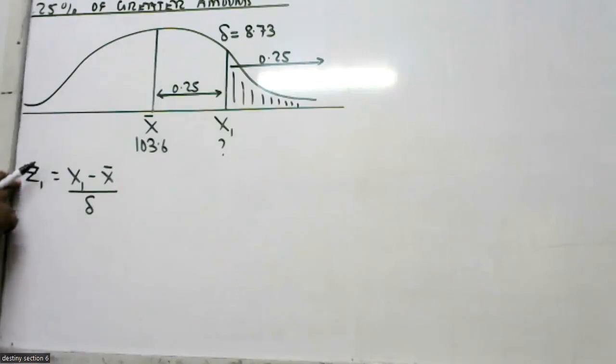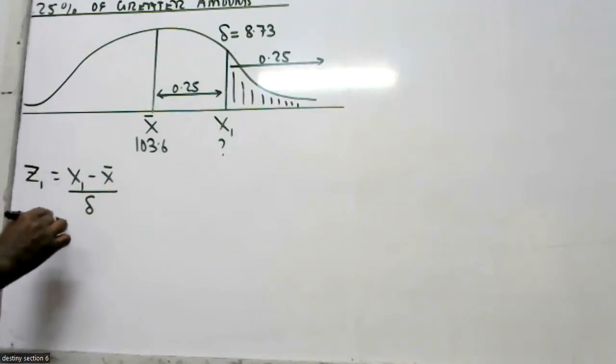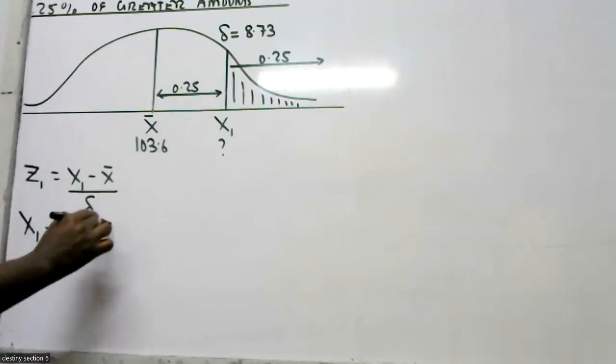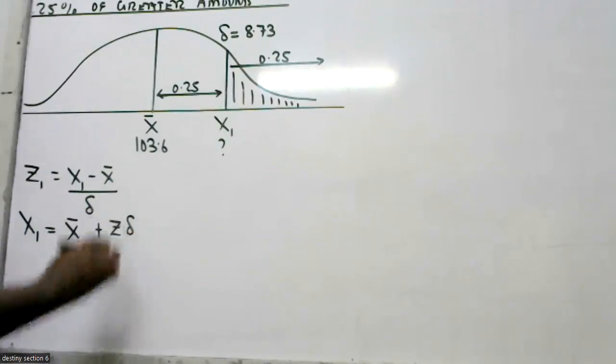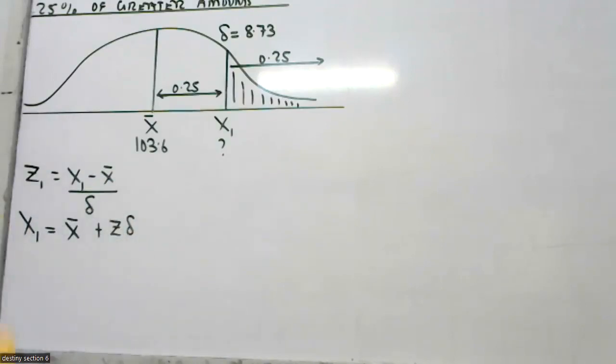So Z1 times the standard deviation equals X1 minus X bar. Then this X bar crosses over and becomes plus. So this means that X1 will be X bar plus Z times the standard deviation. So from this formula, you get X. But if you don't want to make it the subject, you can just look for these values and substitute.